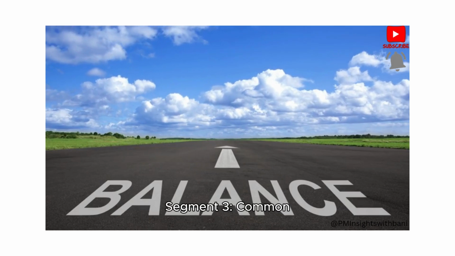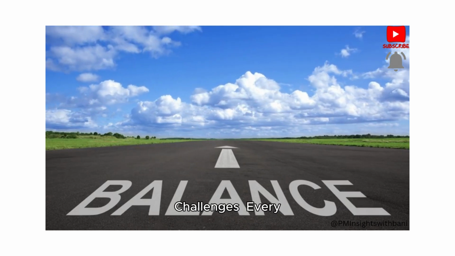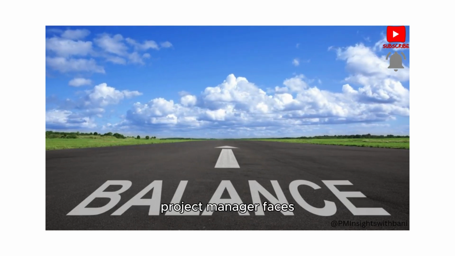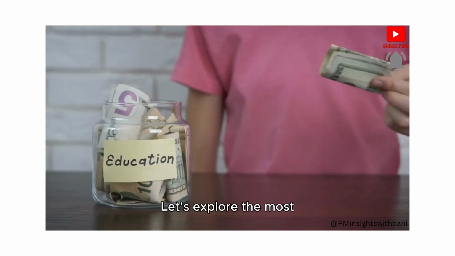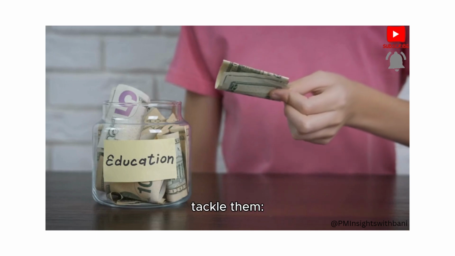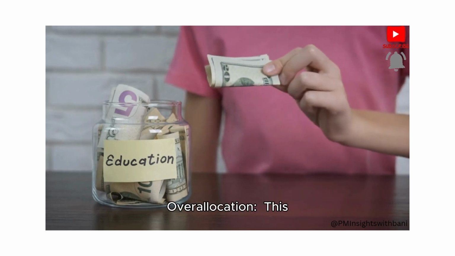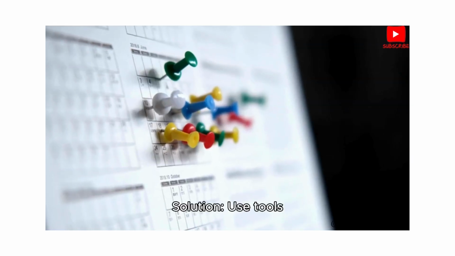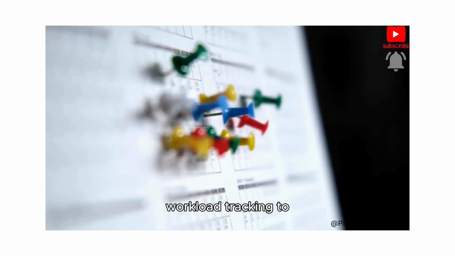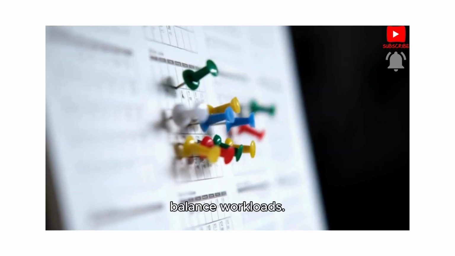Segment 3. Common resource allocation challenges. Every project manager faces resource allocation challenges. Let's explore the most common ones and how to tackle them. Over-allocation. This happens when resources are stretched too thin. Solution: use tools like Gantt charts or workload tracking to balance workloads.